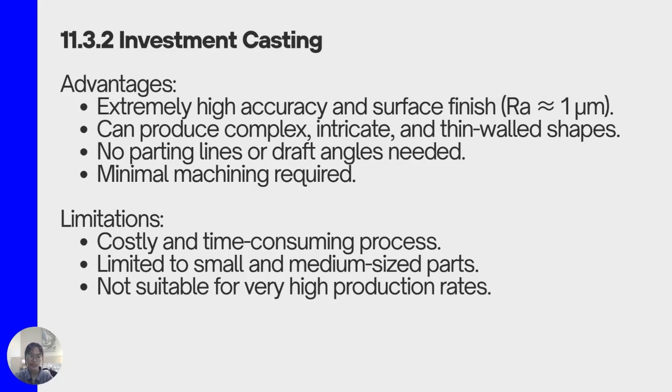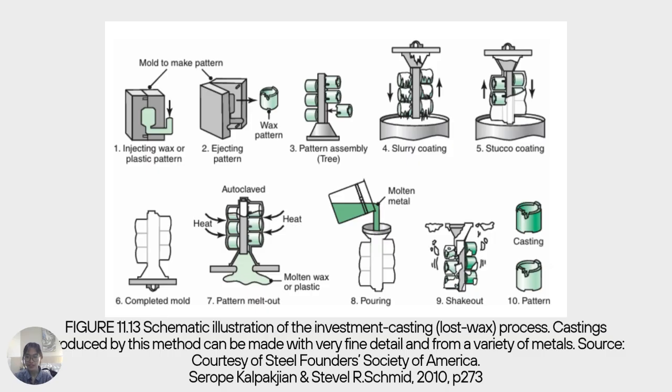Although investment casting is more costly and time-consuming, it is widely used in aerospace, jewelry, and medical industries for producing high-precision components such as turbine blades, gears, and implants, where surface quality and tight tolerances are essential. Now, this illustration is an example of the investment casting, or the lost wax process casting. Parts produced by this method can be made with very fine detail and from a variety of metals.